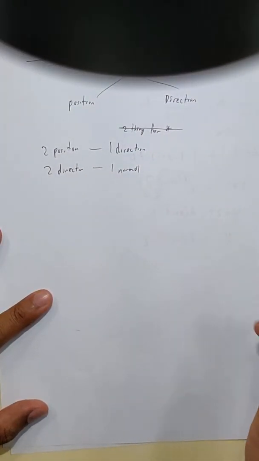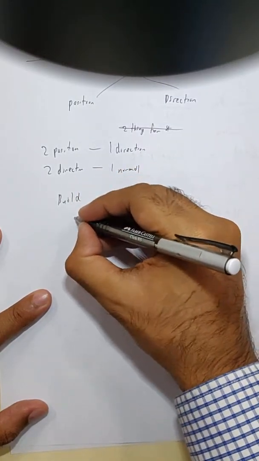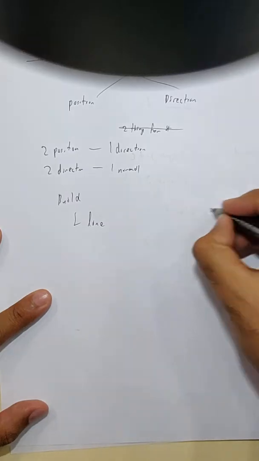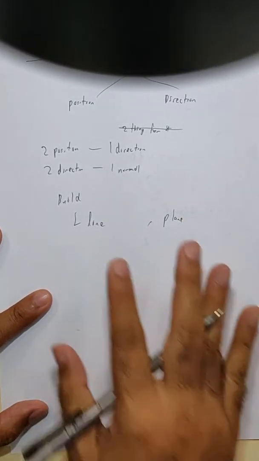Okay, I can build two things from it. We can build a line and a plane. Okay, we'll come to this one later. I'll teach you more.